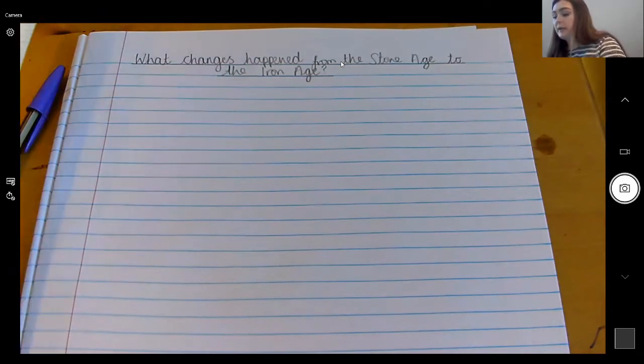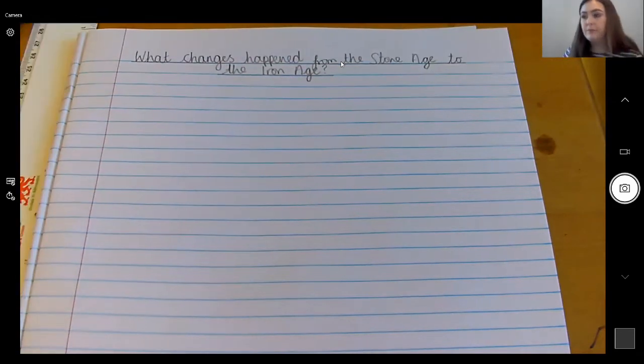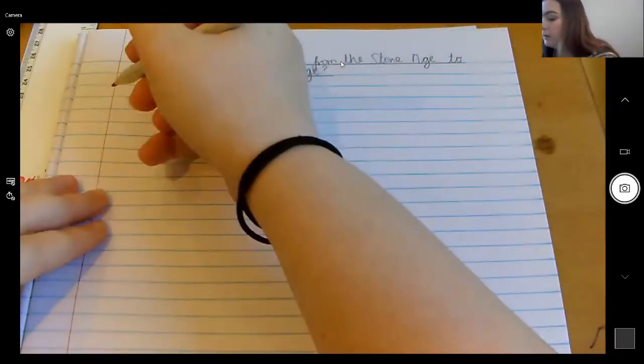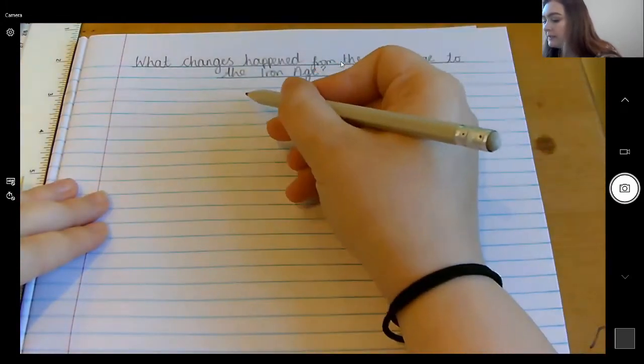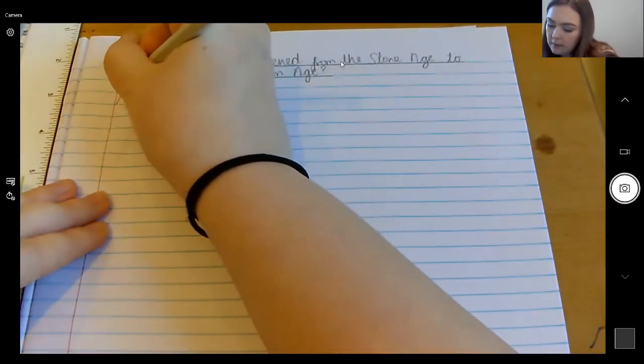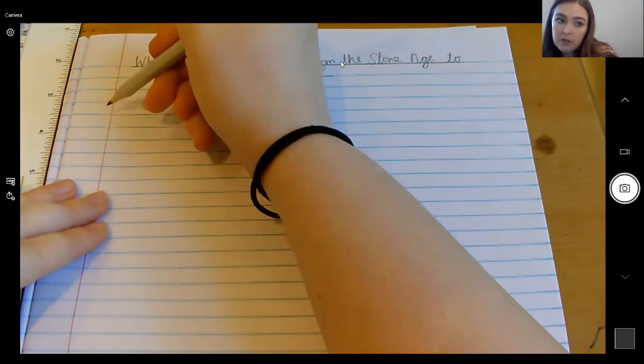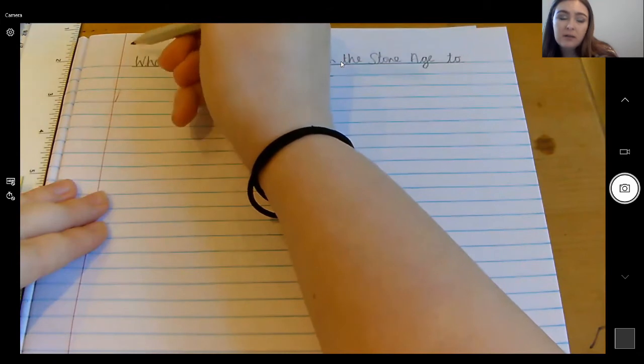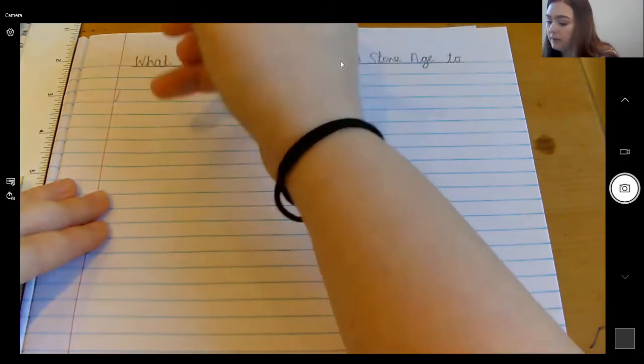Okay, so the first bit is our introduction. And our introduction is, have you ever wondered what life was like in Britain for the earliest humans? Read on to find out about the changes that happened in the prehistory of Britain. So let's start off by writing that first part. So I've got the title, I'm going to leave a line, and then I'm going to start writing. Remember to start writing by the margin if you've got one in your book. If not, please make sure that each sentence does start at the same place under one another.